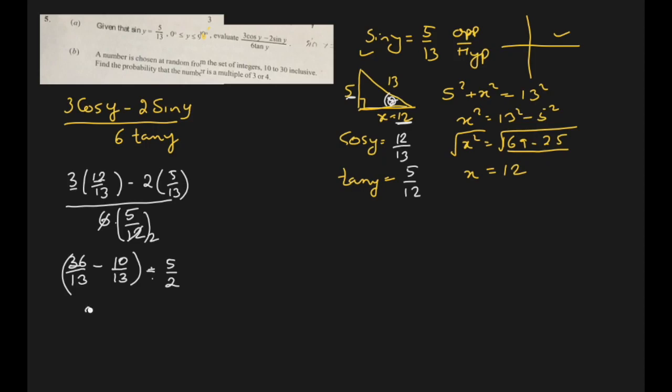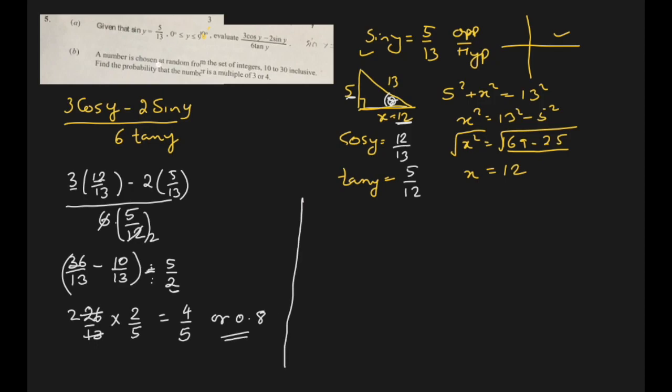36 minus 10 is 26 over 13, and I'll convert this division into multiplication, so this has to be reciprocated, 2 over 5. So 13 and 26 cancel. We get 2 times 2, 4 over 5, or 0.8. You can write either of these two. B part.